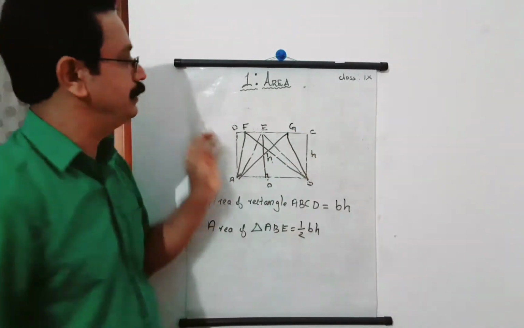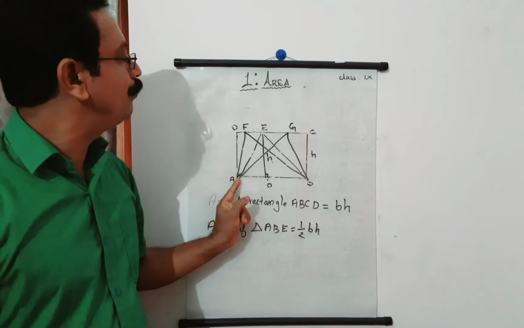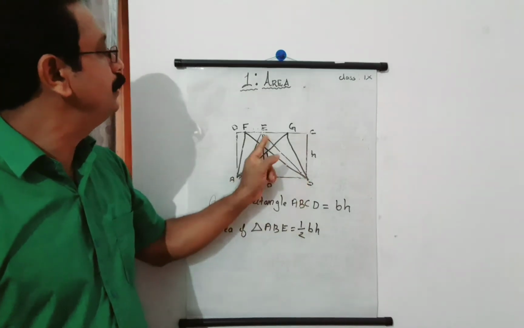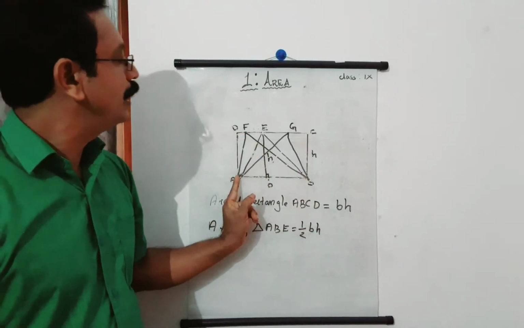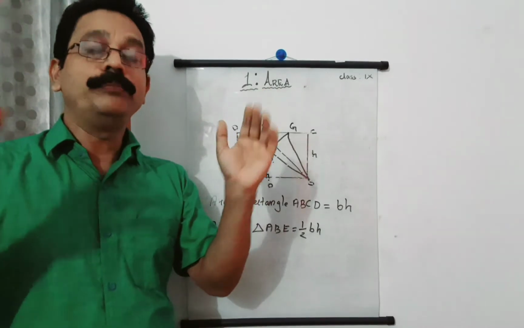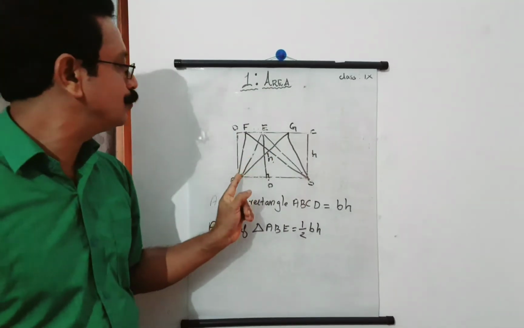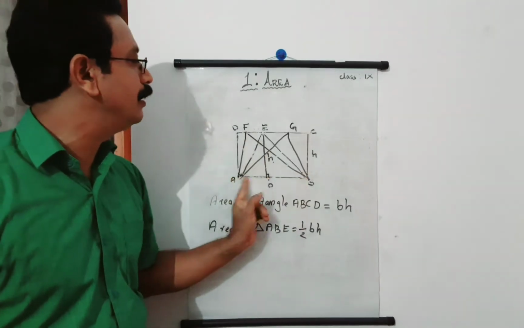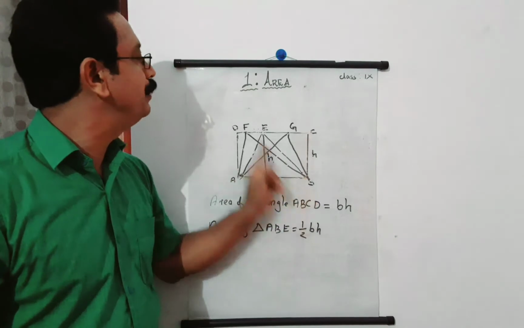Here you can see three triangles. One is the earlier one, ABE, the other is ABF, and the last one is ABG. We can draw many triangles like this. Can you give me the areas of the last two triangles that we have drawn? What about the area of ABF?